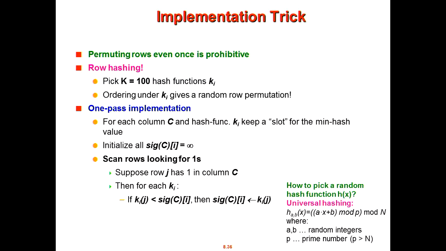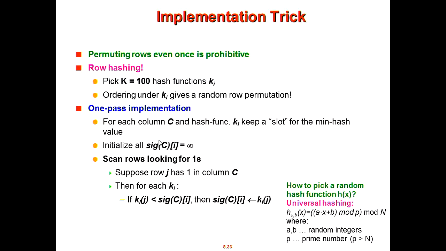But think about if there is a very large matrix, you are not able to do the real permutation, right? So what you need to do is like what is said here. You define a permutation hash function, and this hash function gives you a row permutation. And next, you still scan the matrix from the first row to the last row. And for each column C and hash function hi, where hi represents a hash function, you keep a slot for the hashing value. So this is the result of the hashing hi for the column C.